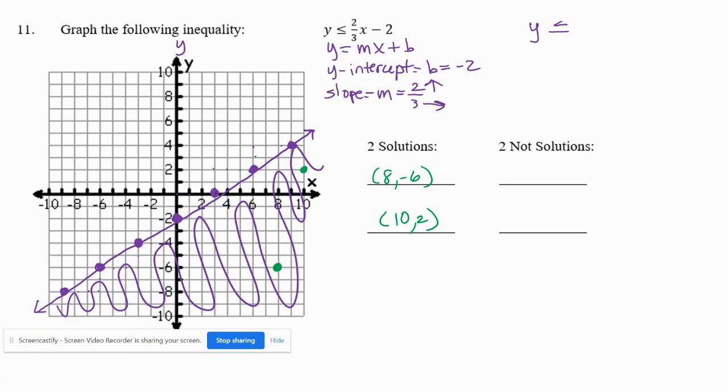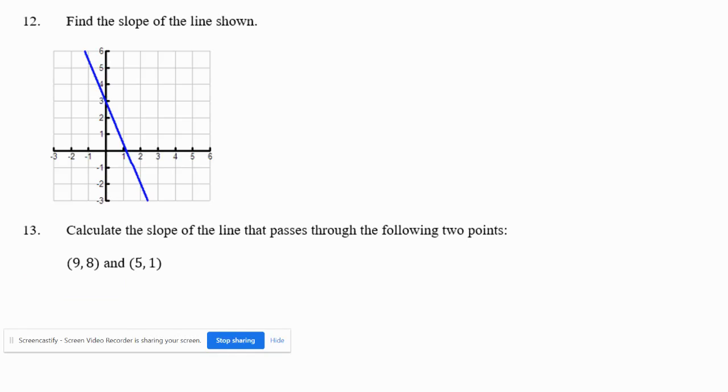Some points that are not solutions. Random point over here where it's not shaded, right? So that's (-8, 6). This one right here would be not a solution. That's (3, 2). Okay. Any point on the line this time would be considered a solution because the line is solid. All right, number 12 says find the slope of the line shown.